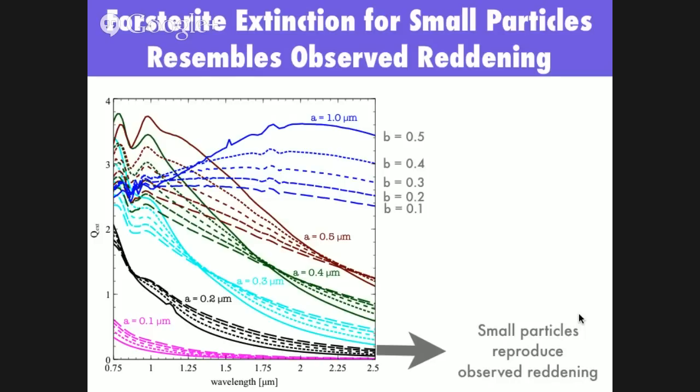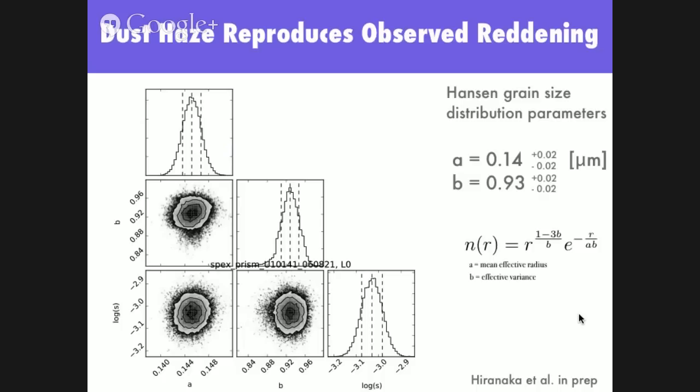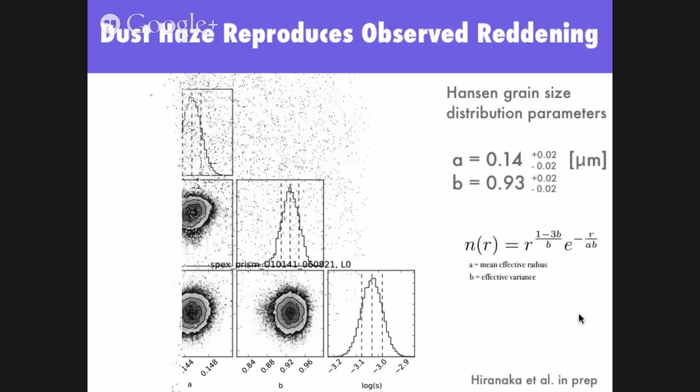So to put a tighter constraint on the Hansen distribution parameters, we use MCMC. And this is my particle size, the probability distributions. So this shows the probability distributions for my MCMC parameters. Log S is another parameter added to provide tolerance, but A and B are the physical parameters that we care about. And from this distribution, we can constrain the Hansen grain size distribution parameters.